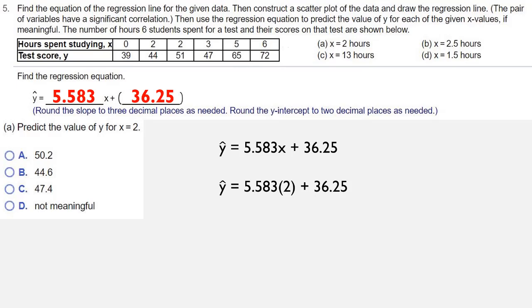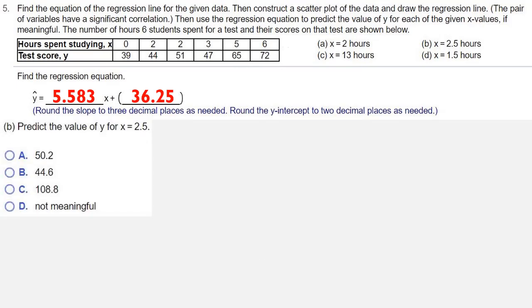We multiply the 5.583 times 2, and we get 11.166 plus 36.25. Add those together, and y hat equals 47.416. That is choice C. We have a few more predictive values that we're supposed to do.